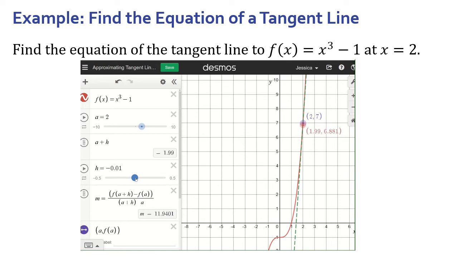Okay. Now let's see what happens as I go from the opposite direction. So let's play this here. Again, watch this slope. As this point, which we can't see right now, but now we can see it, is getting closer and closer, this slope is getting closer and closer to 12 as well. So we can estimate that the slope of the tangent line, the rate of change at x equals 2 on f of x equals x cubed minus 1, is 12. Now we can use that to find the equation of the tangent line at that specific point.